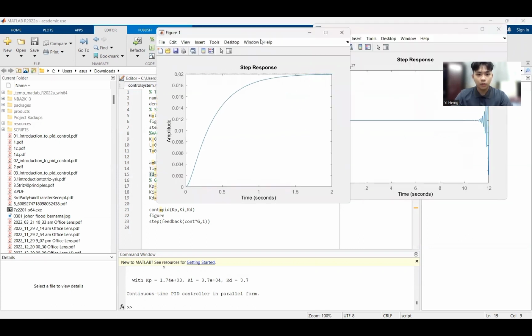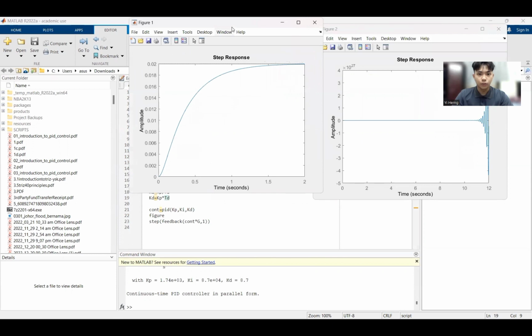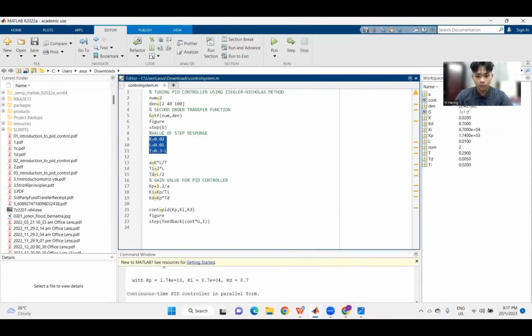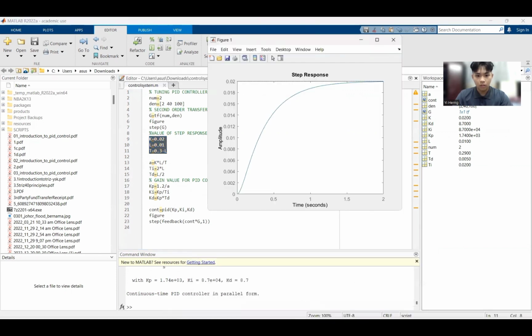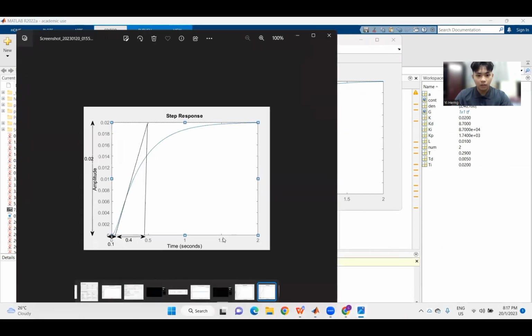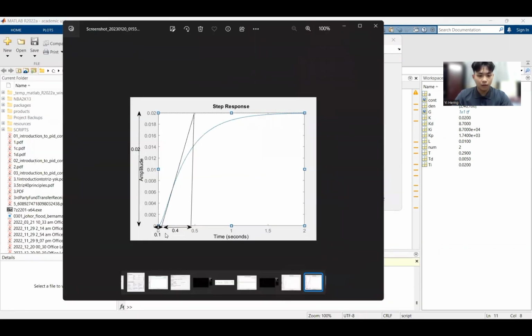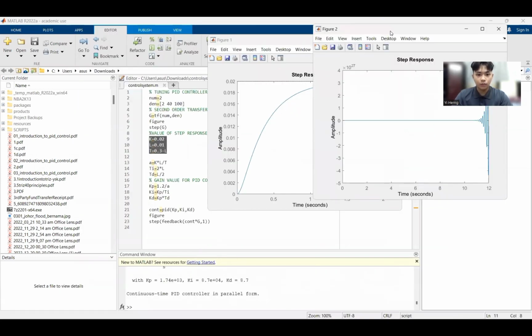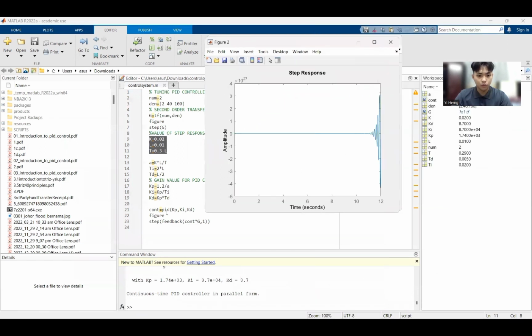There are two figures. The first figure is used to determine the values of k, l, and t. The steps to determine them are like this: this is l, this is t, and also this is k. Next, figure 2 represents the closed loop PID control system. The step response shows it is unstable.